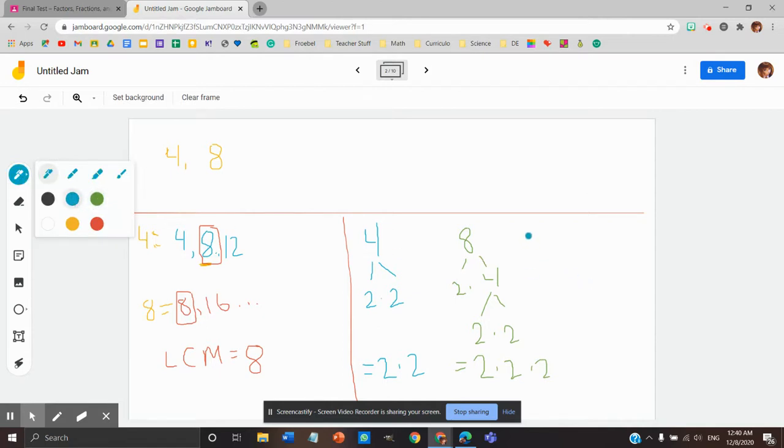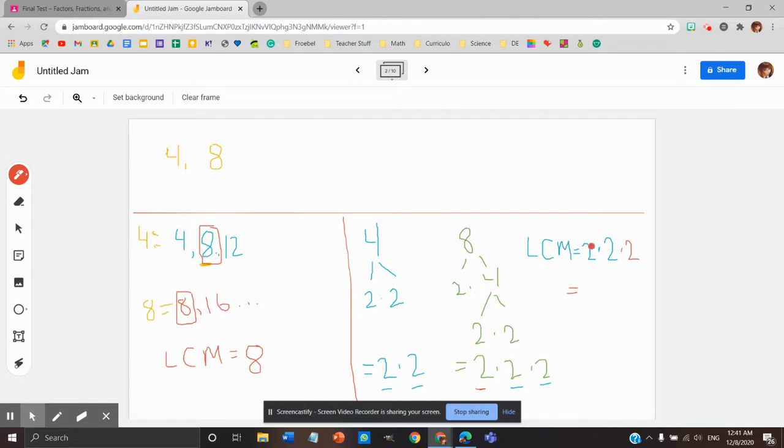So now to look for my least common multiple, all I have to look at is what I have left, right? So everything that I have left. This one has a 2 and this one has a 2, so I'm going to multiply that 2. And this one has a 2 and this one has another 2, so I'm going to multiply another 2 there. But then I am left with that number 2. What am I going to do with it? Well, I'm going to use it too.